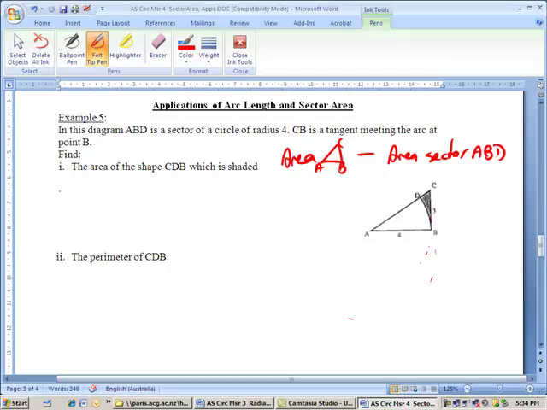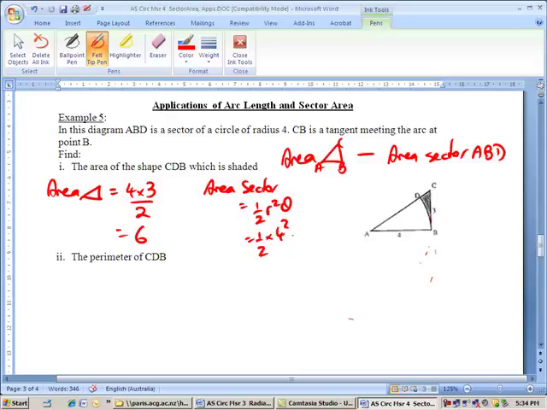So the area of the triangle is going to be base times height over 2, 4 times 3 over 2, which gives me 6. The area of the sector is going to be a half r squared theta, which is a half times 4 squared times theta. Okay, so we don't know what theta is. This is another one of our unknowns. But we do have a triangle that it's sitting in. So we know that this triangle here, 3, 4, has theta in it.